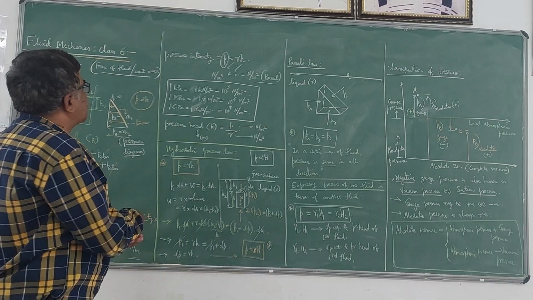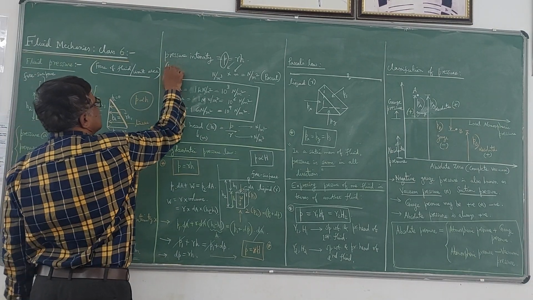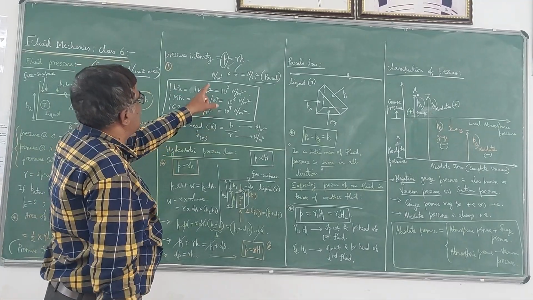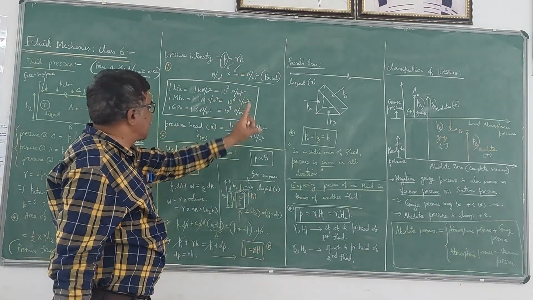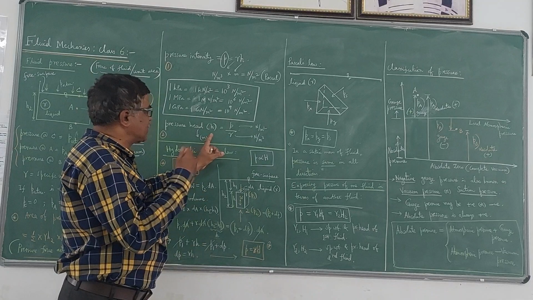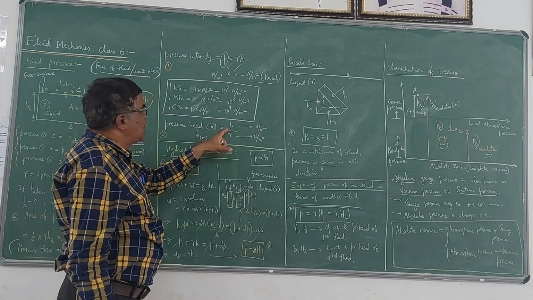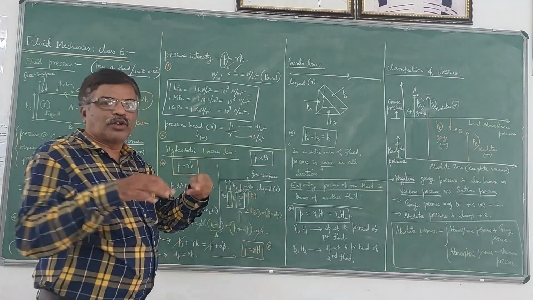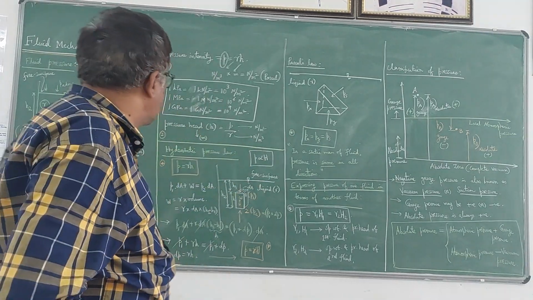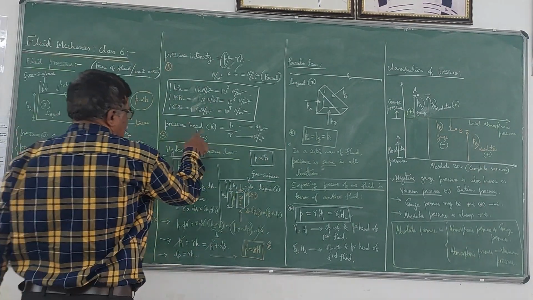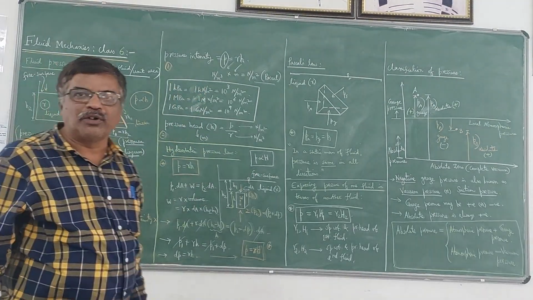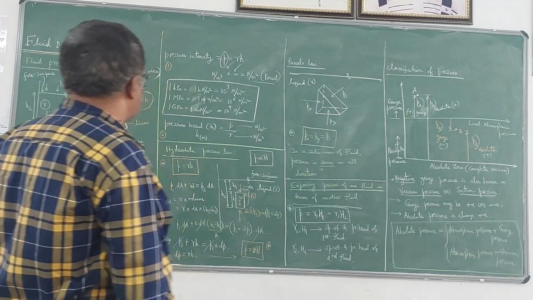The other way of expressing pressure is pressure head, which is nothing but this H. In this formula, this H is called the pressure head, which is expressed in meters, because it is P by gamma. P is in Newton per meter square, gamma is in Newton per meter cube. So if you simplify that, you will get meters. So these two are the ways of expressing fluid pressure. One is in terms of pressure intensity in pascals or Newton per meter square, another in terms of pressure head in meters.